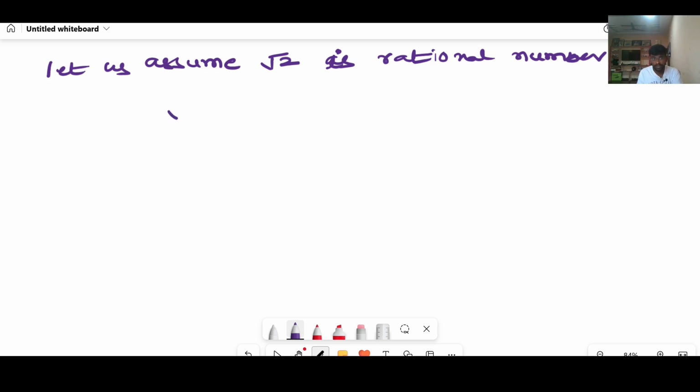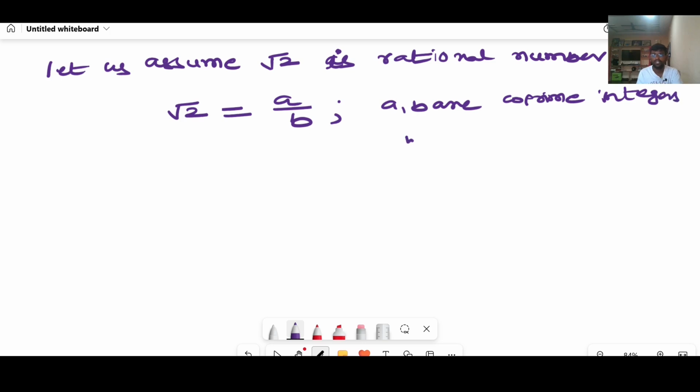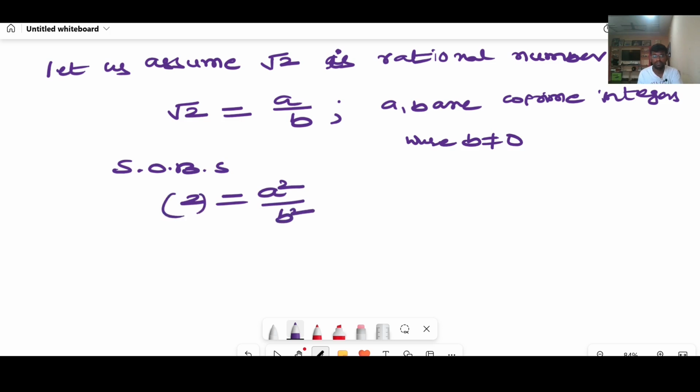Now if it is a rational number, it can be in the form of a by b, where a, b are co-prime integers, and b should not be equal to 0. Then I'm squaring on both sides. That will become 2 equal to a square by b square. The square root gets cancelled. 2 equal to a square by b square.